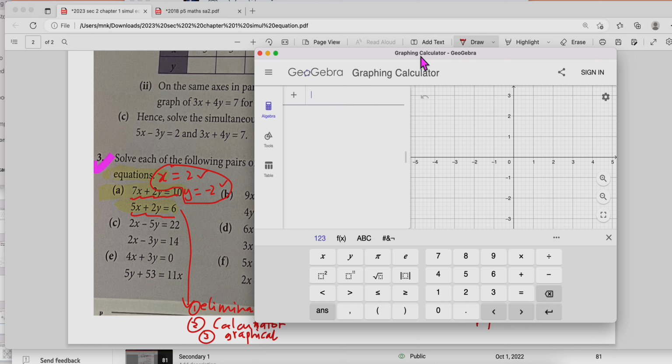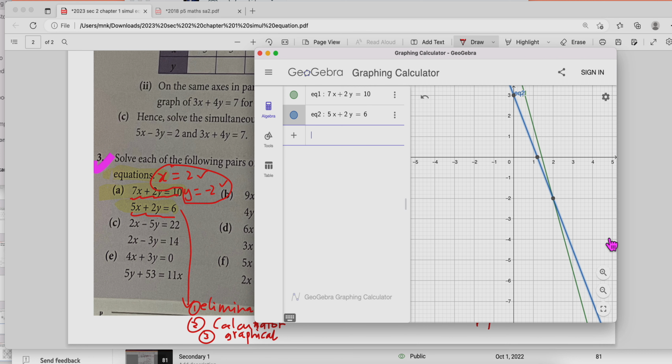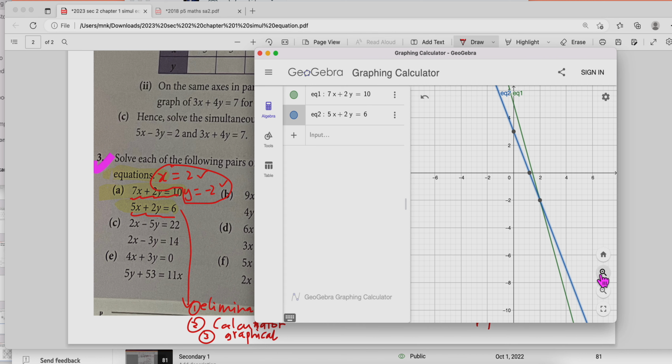So imagine I use graph paper, but I want to speed up, so I draw the 7x plus 2y equals 10. Done. Next one, I draw the 5x plus 2y equals 6. And what do you see? The two lines? Yep, and an intersection point. Correct. Okay, let's zoom into the intersection point.